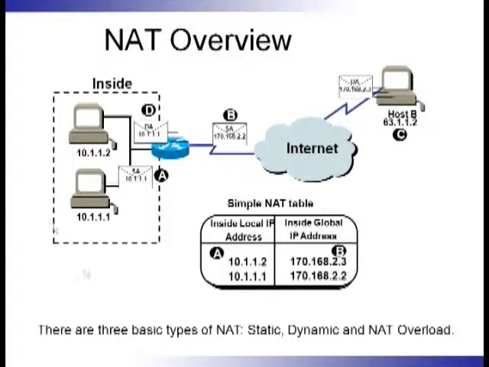So we're going to have three different types of NAT: static, dynamic, and something called NAT overload. And NAT overload is what we'll use in our lab. Static addressing, or static NAT, means we're going to have a one-to-one translation. And this is an example of static NAT. 10.1.1.1 says always use 170.168.2.2. It's a very simple configuration actually, but it's not really good for our corporate networks today.